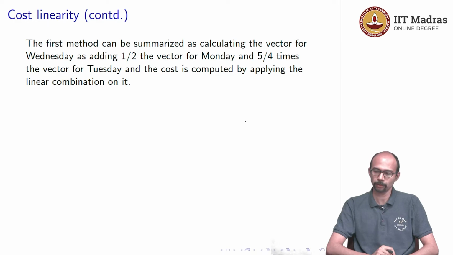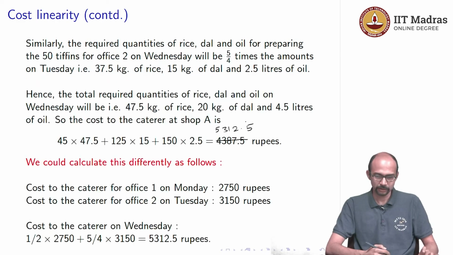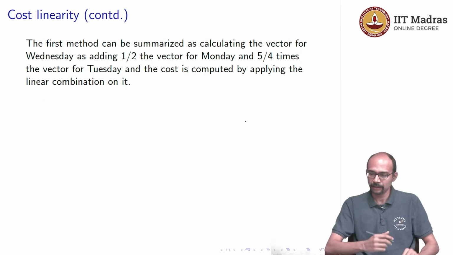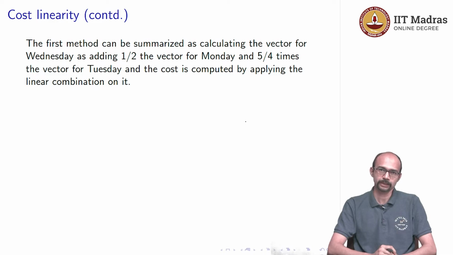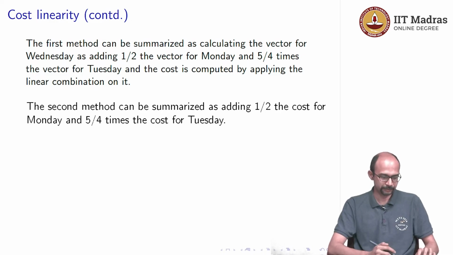So, the first method can be summarized as calculating the vector for Wednesday by adding half times the vector for Monday. By the vector I mean the demand vector, the amounts of quantity that are required. So, the demands on Monday, you took half of that plus 5 by 4 times the demands on Tuesday. That is exactly how we got these numbers, 47.5, 15 and 2.5, right. And then we compute the cost function on those numbers. That is how we did the first method. The second method can be summarized as adding half times the cost for Monday and 5 by 4 times the cost on Tuesday.